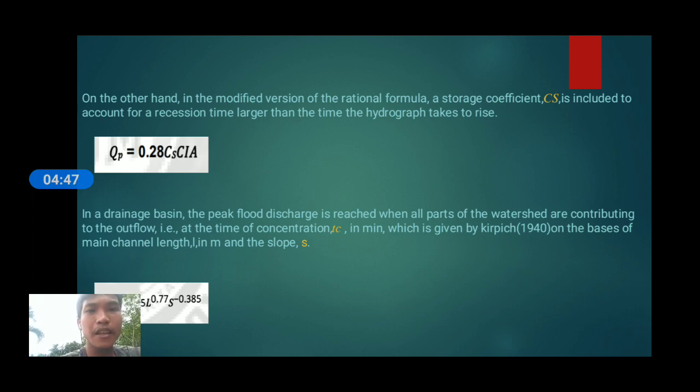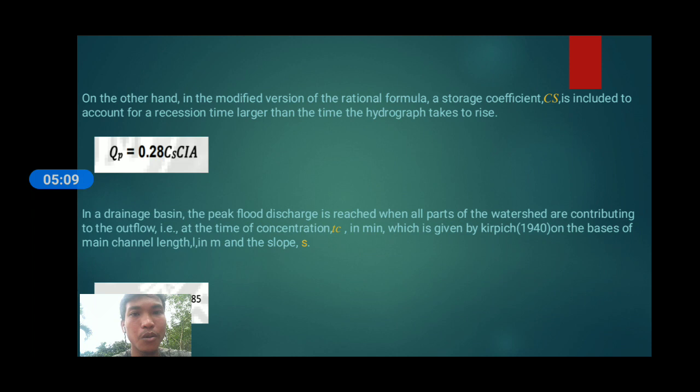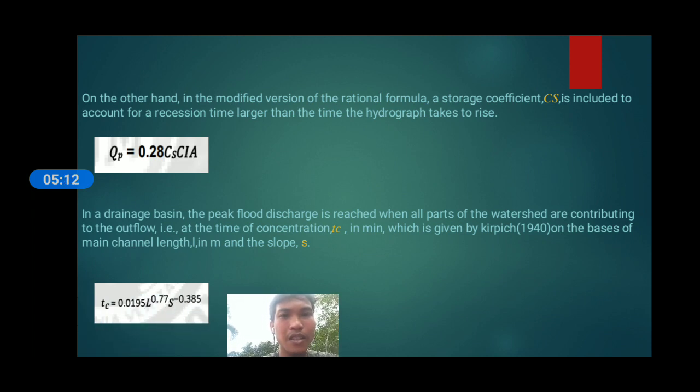In a drainage basin, the peak flood discharge is reached when all parts of the watershed are contributing to the outflow at the time of concentration in minutes, which is given by Kirpich 1940 on the basis of main channel length L in meters and slope S. So TC equals 0.019 L to the power of 0.77 times S to the power of negative 0.385.